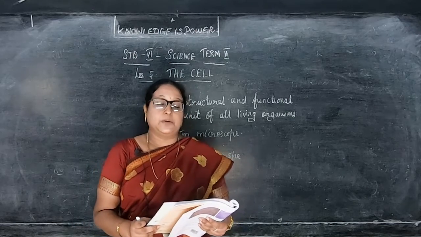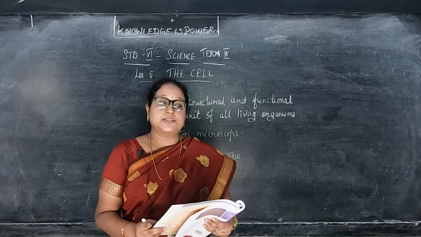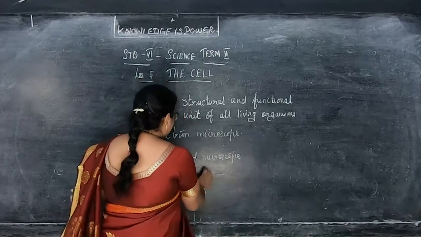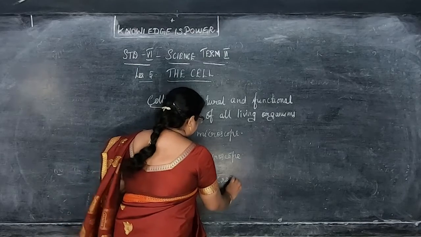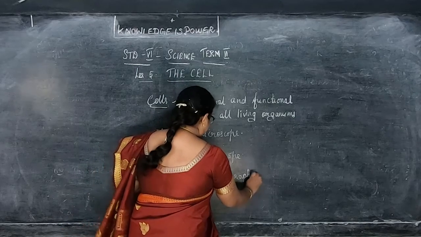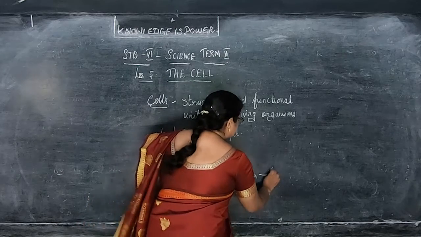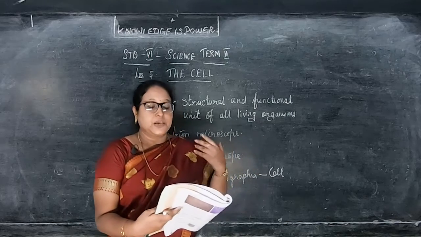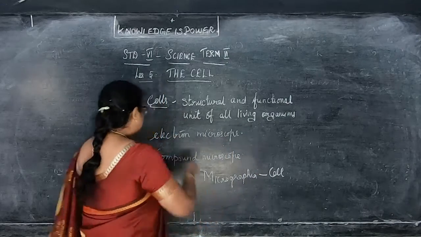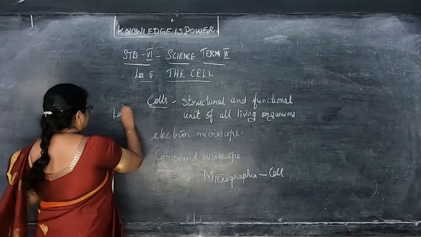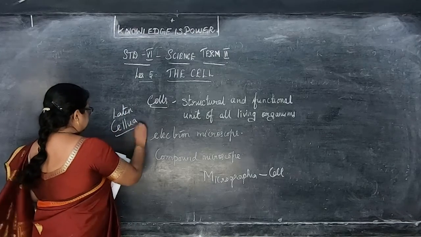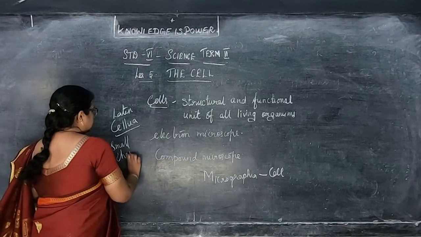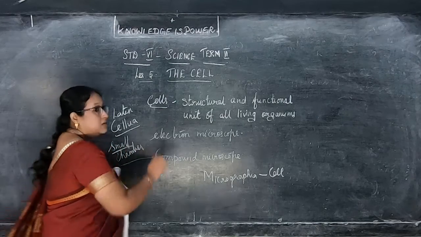He published a book named Micrographia in the year 1665, where he first used the term cell. What is the book name, children? Micrographia. In this book he first used the term cell to describe the structure of the tissue. In Latin, the word cellula means a small chamber. Do you understand, children? What is a small chamber? In Latin it is called cellula.